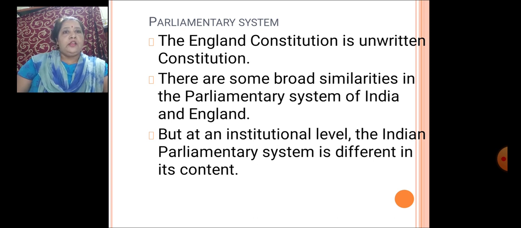But today, our parliamentary system is totally institutional. That means whatever problems are there in India, according to that only our parliamentary system is made up of. Okay, at an institutional level, today's Indian parliamentary system has become different in its content. Okay, that time during the British time, the parliamentary system was something different. Okay, now after independence, the parliamentary system became more different. Okay, so let's see about the characteristic of the Indian parliamentary system.